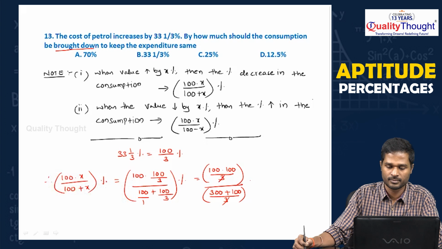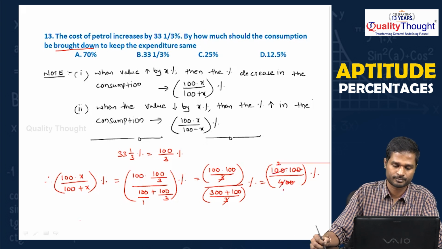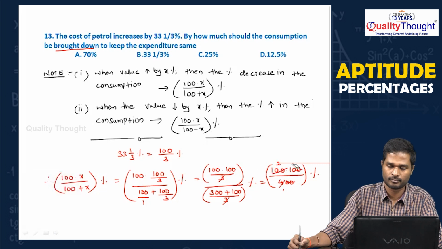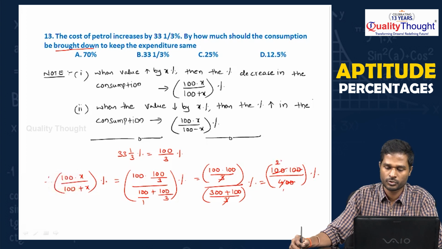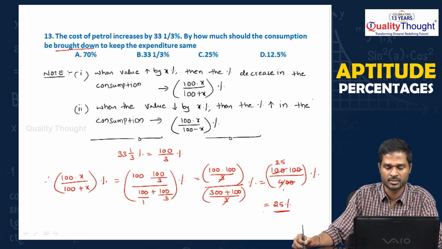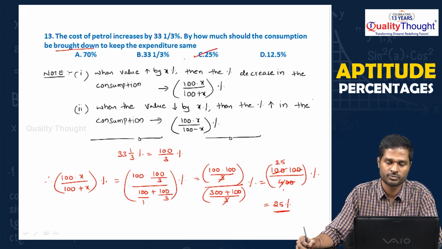So here 3 will cancel. This is percentage. So write the final step: 100 into 100 by 100 plus 300, that is 400 percentage. So these two zeros will cancel here. 4 ones are 4, 25 sir. So the consumption should be decreased by 25% to maintain the same expenditure. So that's the answer for this question: 25%.